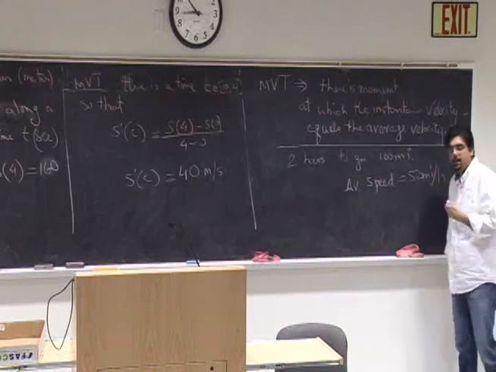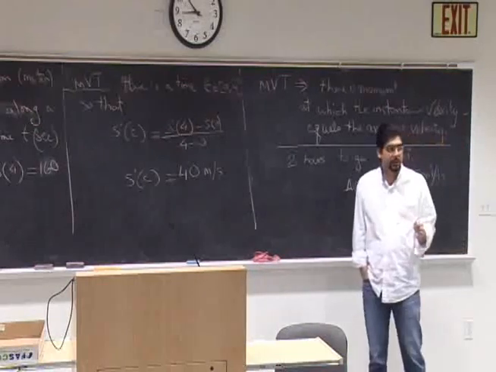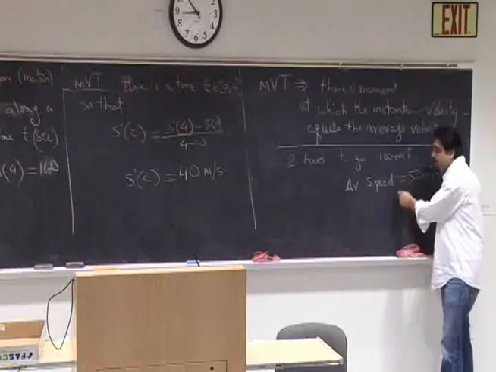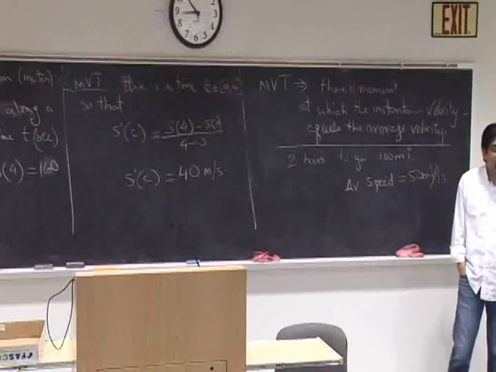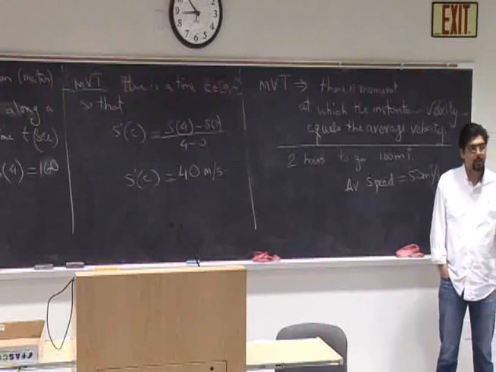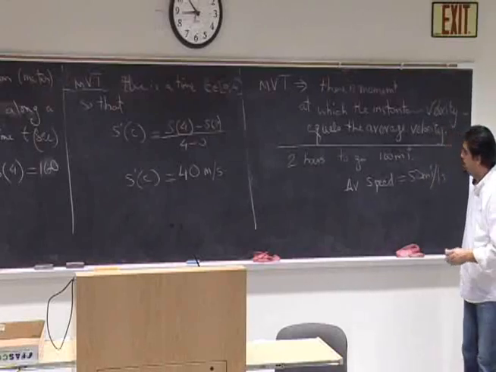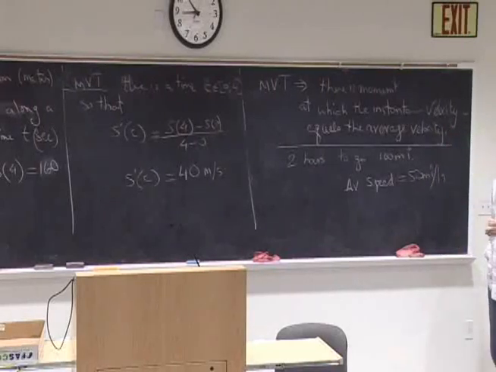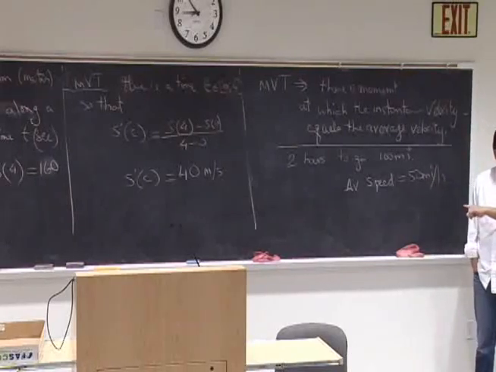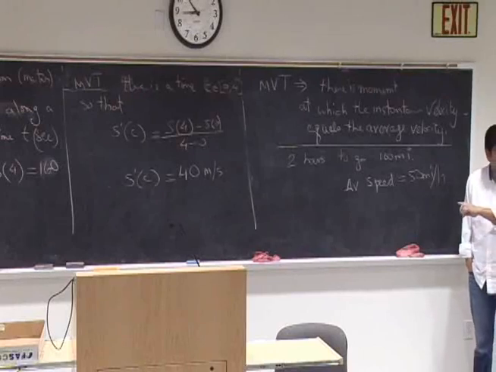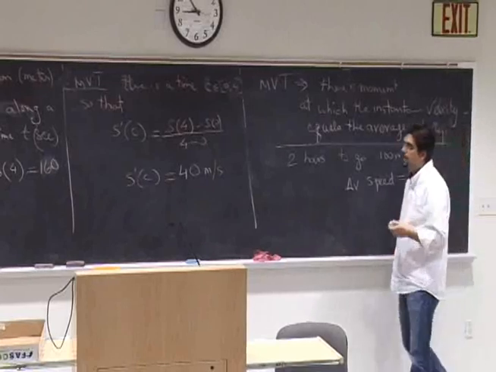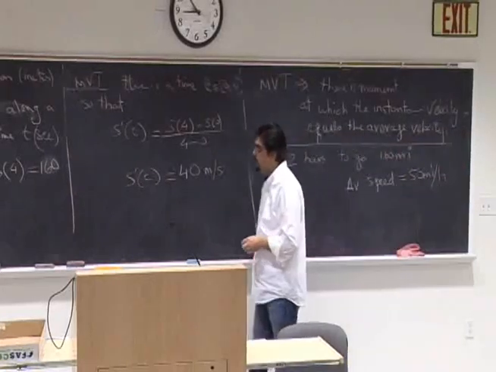Now, that doesn't tell you that the speedometer always shows 50 miles per hour, right? But if your average is 50 miles per hour, then you must have some speeds that went over it and some speeds that went less than 50 miles per hour. What the mean value theorem is saying is that your speedometer at some time within your 2-hour trip must have been exactly at 50 miles an hour. Does that make sense? So that's a physical interpretation of what the mean value theorem tells us.